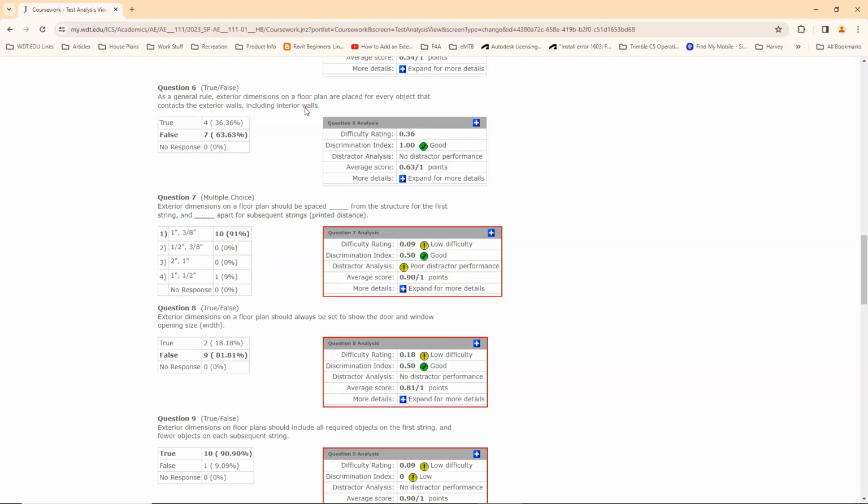Exterior dimensions reference exterior features, period. That's it. Interior walls are defined by interior dimensions only.